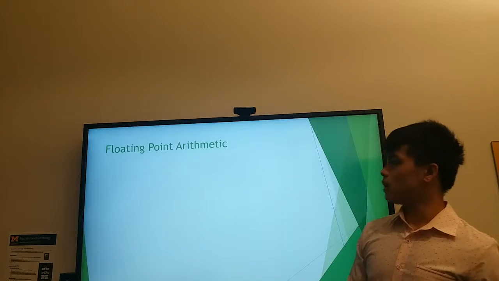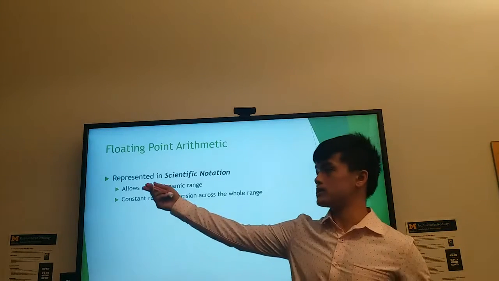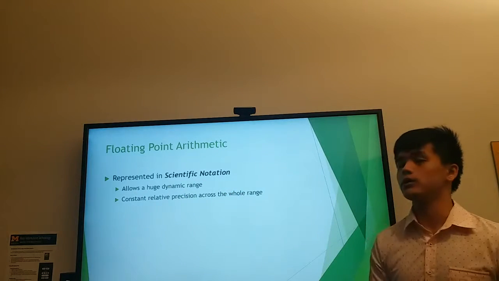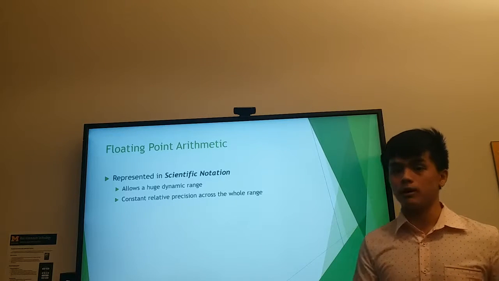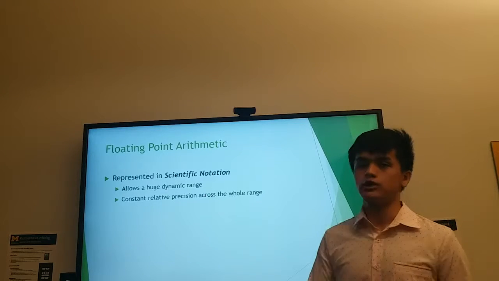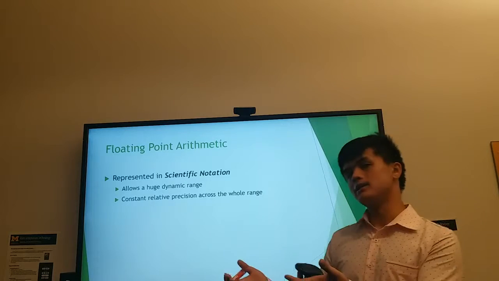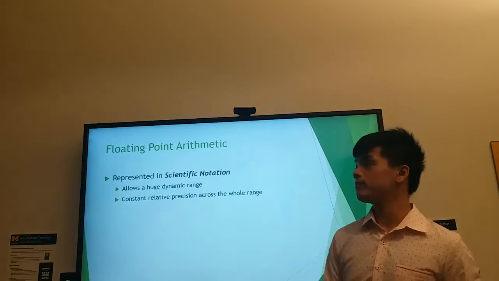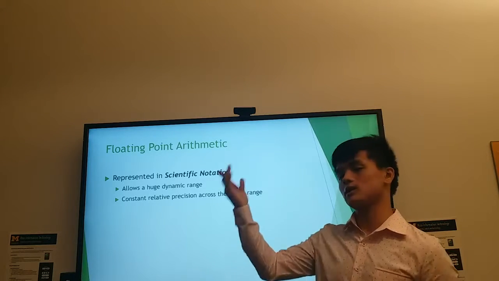So a quick overview of floating point arithmetic in the IEEE format. First of all, it's represented in scientific notation. And why do we want to use scientific notation? Because instead of writing out the number bit by bit, we are representing just part of the number, and then multiplying it by, for example, in our daily lives, a base 10 system, 10 to some power. In binary, we're multiplying a number by 2 to some power.